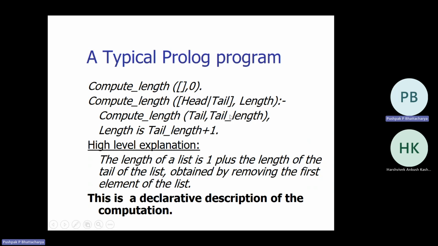And then 2, 3 will be 1 plus 1 plus 0. And then 1, 2, 3 will be 1 plus 1 plus 1 plus 0. And this computation will be over by returning the length to be 3. That length will be obtained in length here. And this is the boundary condition. So Prolog actually is founded on recursive computation. The whole system is built on recursive computation.